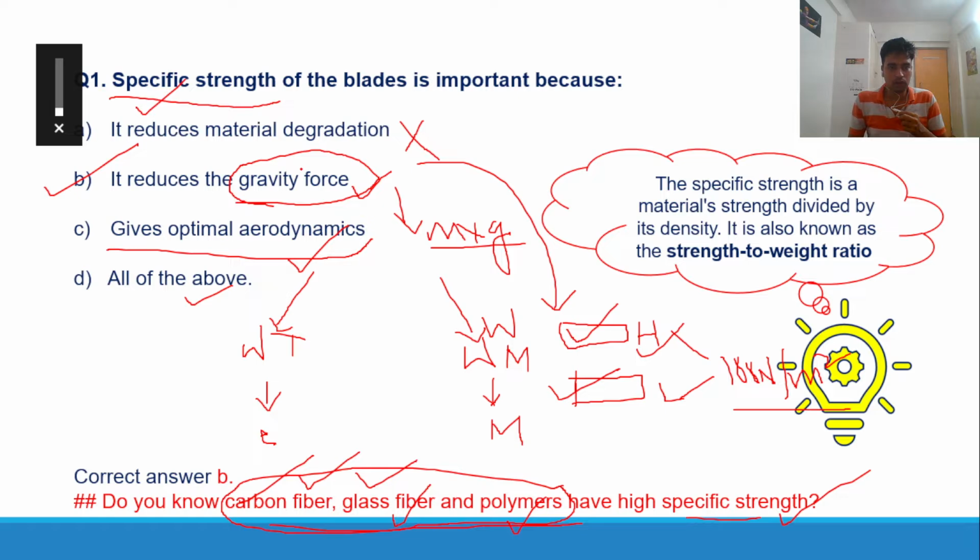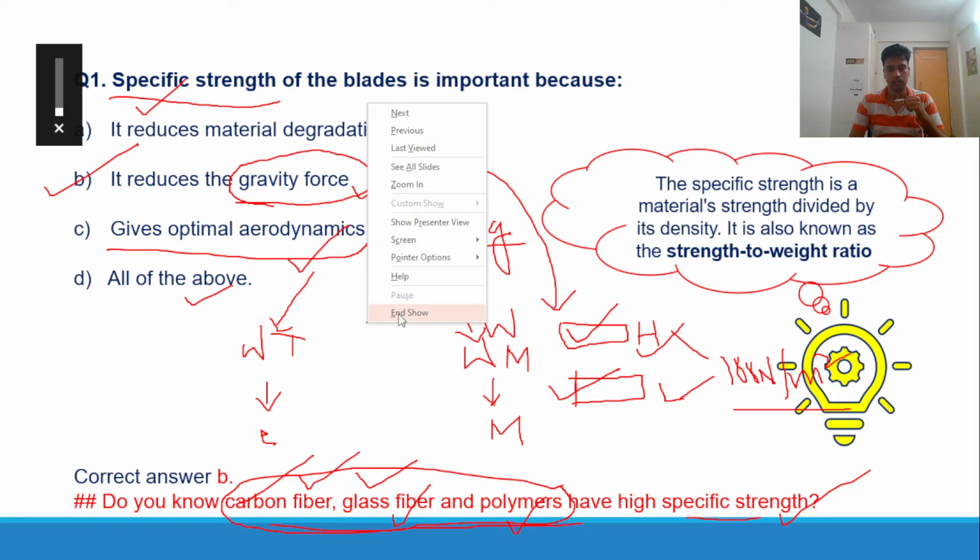Now you know that specific strength is a very good criterion when you are developing a product, or making a wind turbine or anything. You just have to look at the value of the specific strength. If it has a high strength to weight ratio, you are going to select that material. So it can be a criterion for selection of material also.